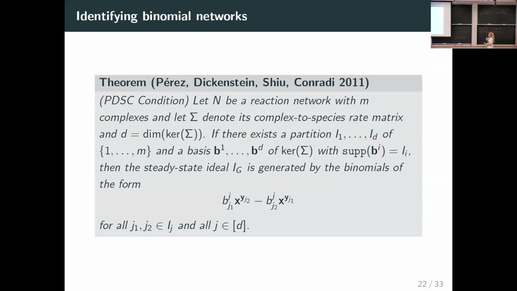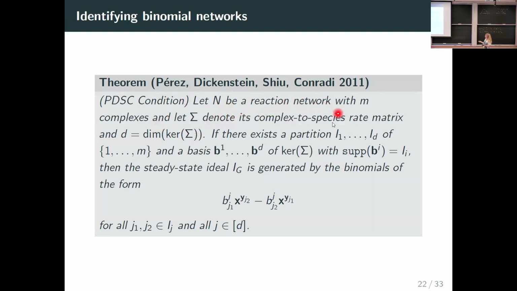All right, so here's a question on whether or not it can be detected. I just wanted to give this: this was a condition due to Perez, Dickenstein, Shu, and Conradi. They do give one condition on how to detect whether something is binomial. In some ways it's sort of nice. It's just a linear algebra condition.